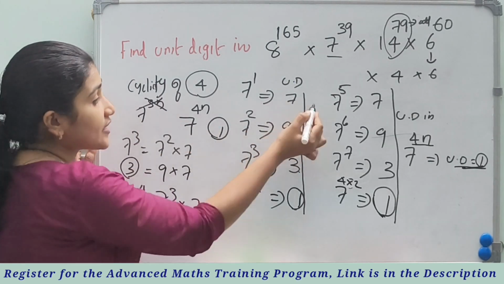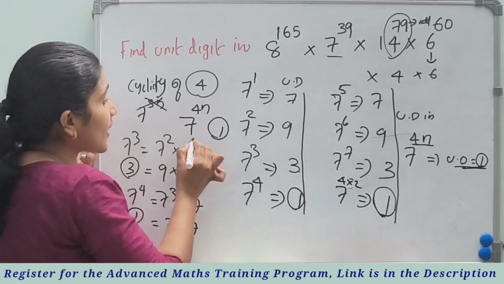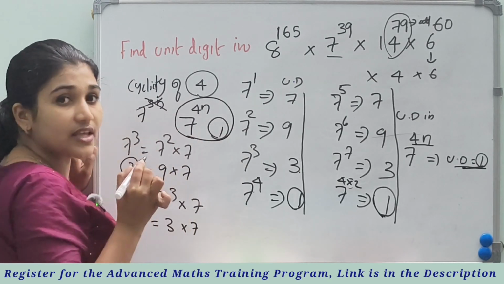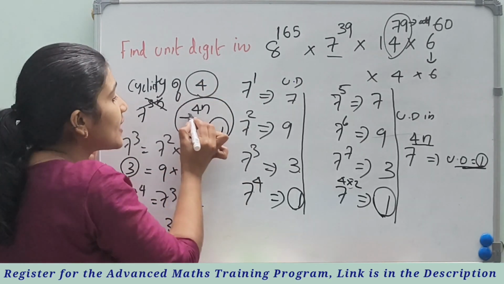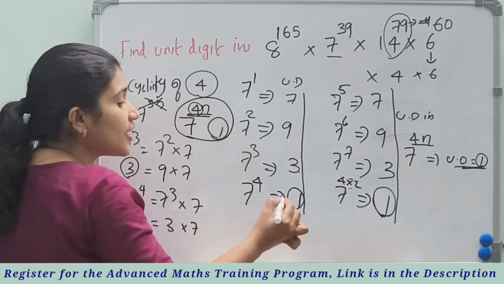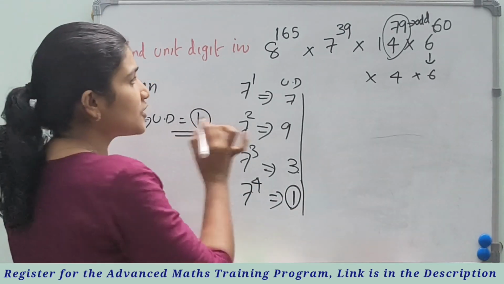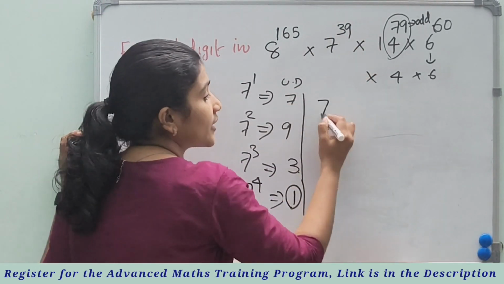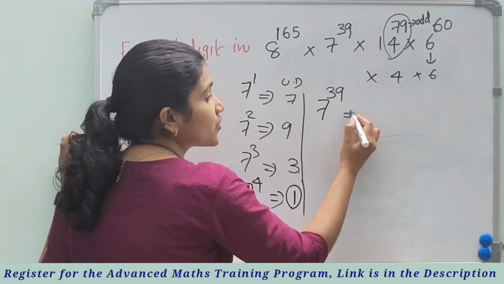Don't write 2n, 3n or something like that. Only write 7 raised to 4n. 7 raised to 4n, because here 7 has a cyclicity of 4. That's why 7 raised to 4n, unit digit is 1. With this property we can solve 7 raised to 39. Unit digit in 7 raised to 39.